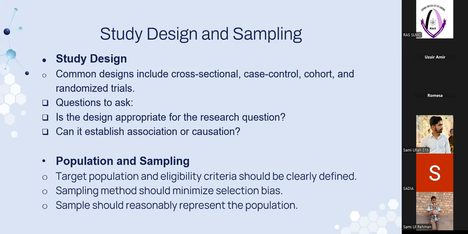So next is the sampling method. The sampling method should always minimize selection bias. What does that term specifically mean? Selection bias means, let's say, I want to conduct a study. I am a first year MBBS student and I want to study the prevalence of headache and its association with academic performance.